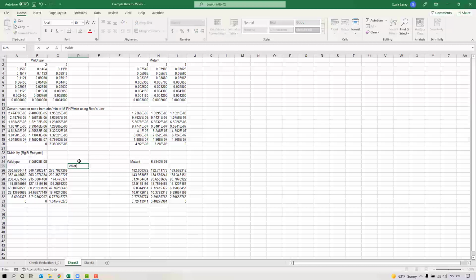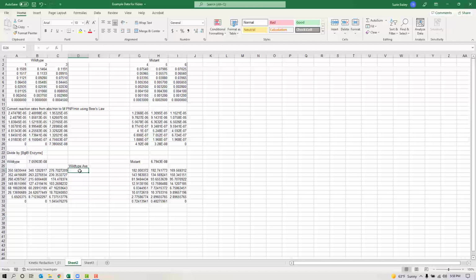So this is going to be the wild type average. And I'm going to have Excel do this calculation for me. I'm going to use a formula that Excel already has. It knows how to calculate an average. I just have to tell it that's what I want it to do.